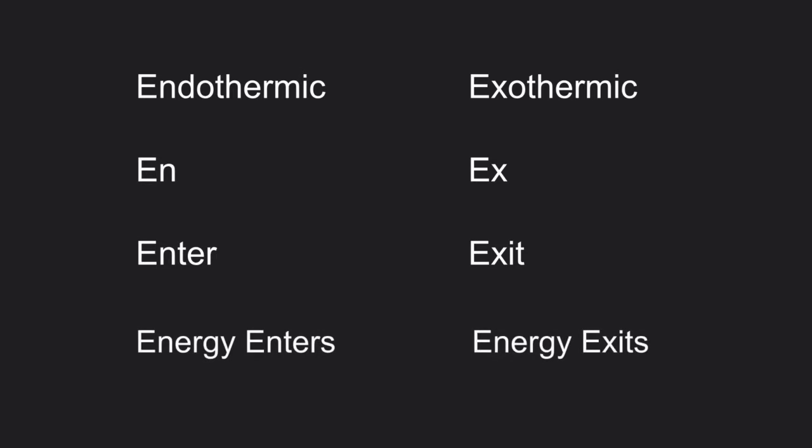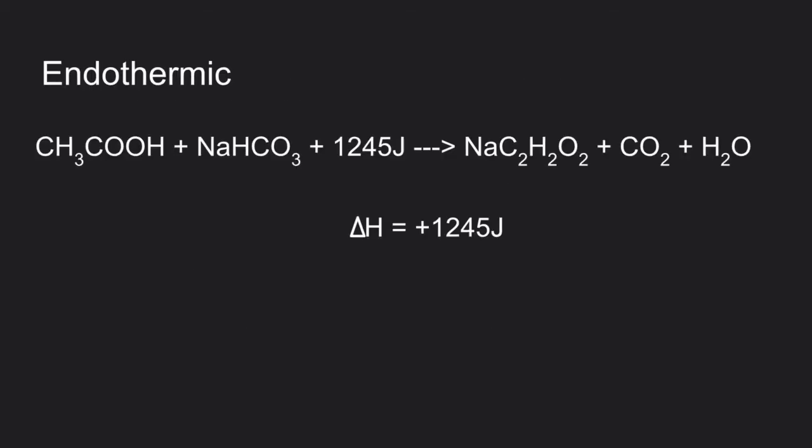Now an easy way to remember this is by taking the first two letters, En and Ex, and then making the two words enter and exit. And then this is really easy because you can think energy enters the substance as an endothermic because it's absorbing heat, and energy exits a substance for the exothermic reaction because it releases heat.